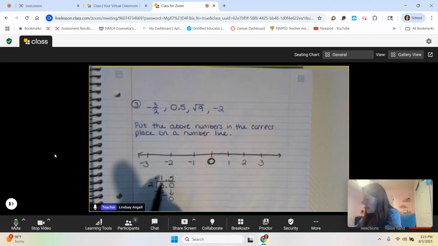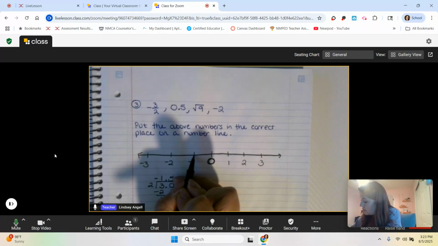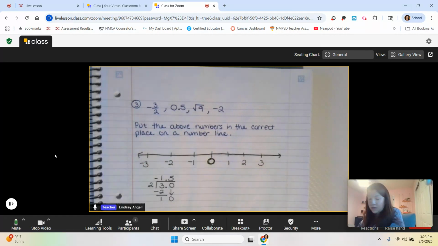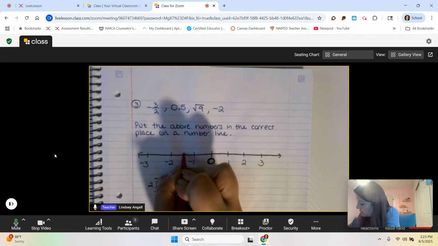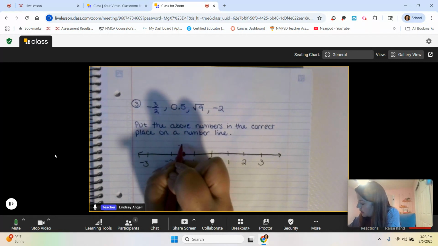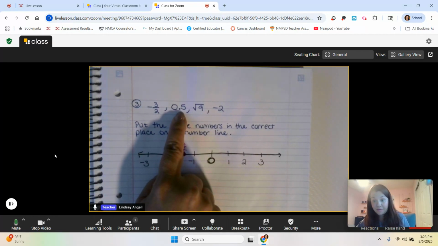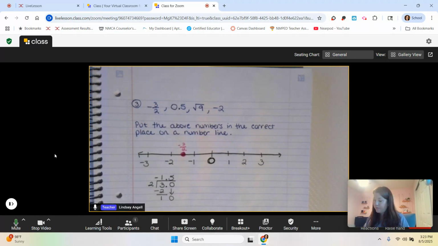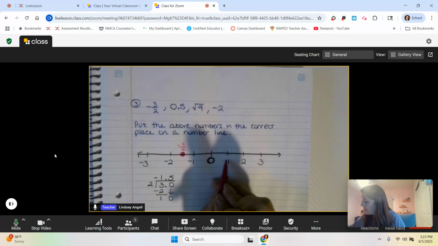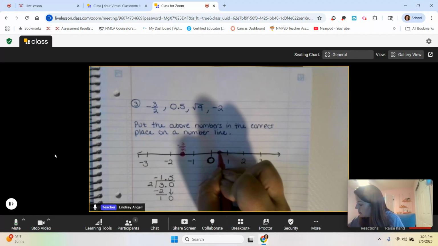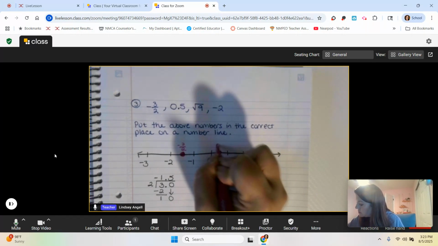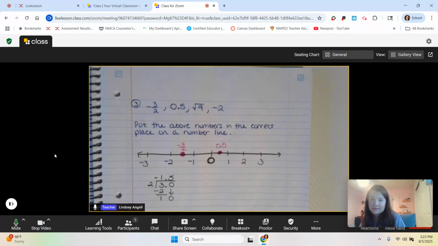All right, so -1.5. Well, here's my -1, but it's a little further than that. It's right in between there. Let me use a different color. That way we can really see where we're at. So here's my first one. There's -1.5, or I could put -3/2. Okay, for that first answer. Next, I have 5/10, or also known as a half, right? That's the same thing, okay? That's going to be right here, half. It's half of 1. So it's going to go right in between my 0 and my 1. So there's my 0.5, or my 5/10.